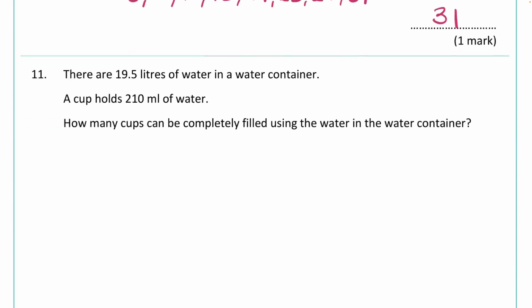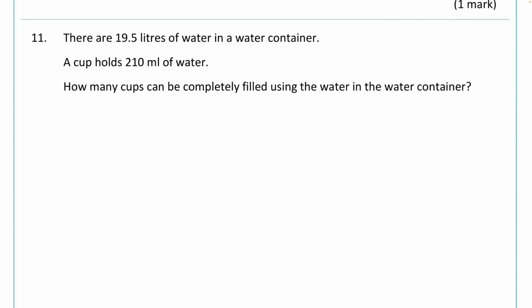Question 11, it says there are 19.5 litres of water in a water container. A cup holds 210 millilitres of water. How many cups can be completely filled using the water in the container? So of course, straight away, we can see here that we have different units. So there are 1,000 millilitres in 1 litre. So we can convert that into millilitres by multiplying it by 1,000. So on my calculator, 19.5 times 1,000 is equal to 19,500 millilitres.